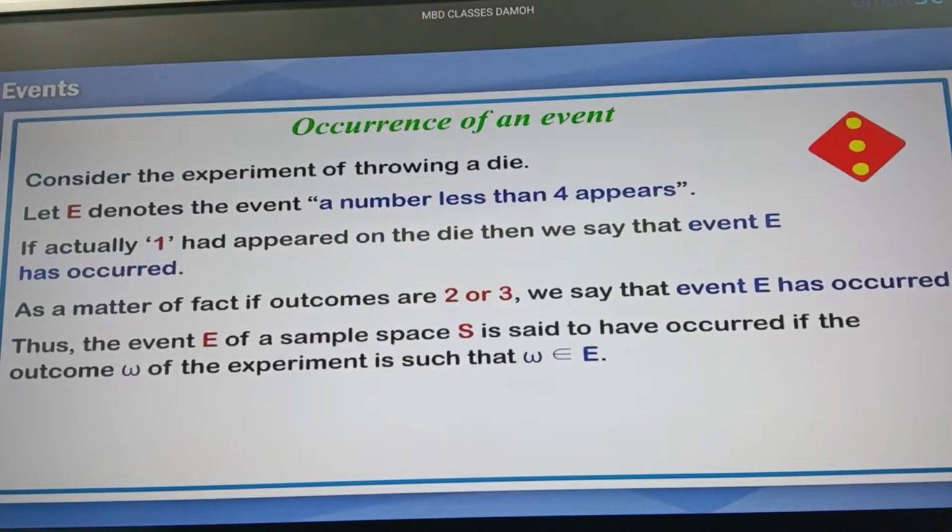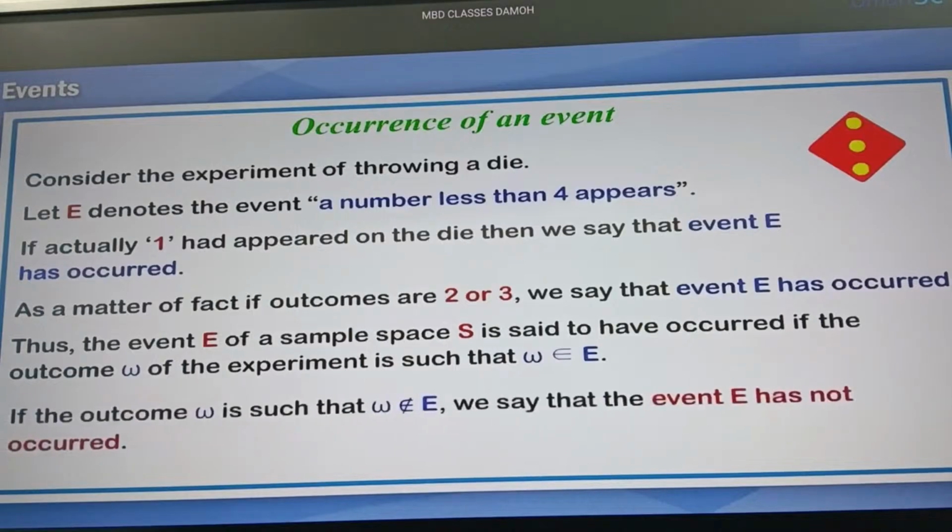Thus, the event E of a sample space S is said to have occurred if the outcome omega of the experiment is such that omega belongs to E. If the outcome omega is such that omega does not belong to E, we say that the event E has not occurred.